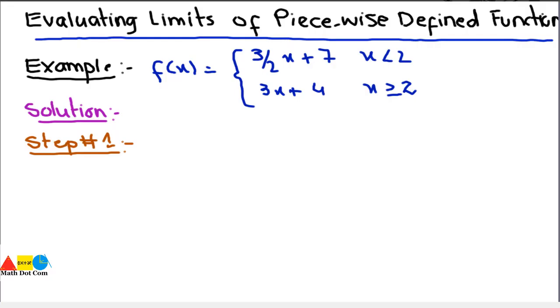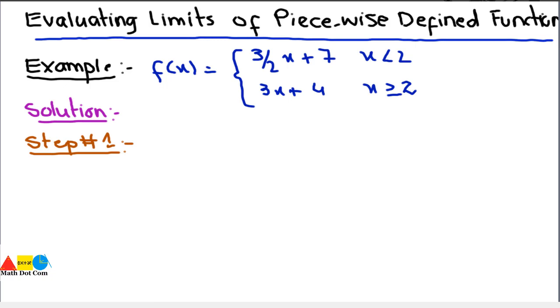Today we will see how you can evaluate the limits of piecewise defined functions where the function is defined at two different limits that are not overlapping with each other. So we will start with the example, and this is a two-step process. You can easily evaluate the limit of the piecewise defined function in just two steps, and you can easily determine from here whether the limit of the given function exists or not.